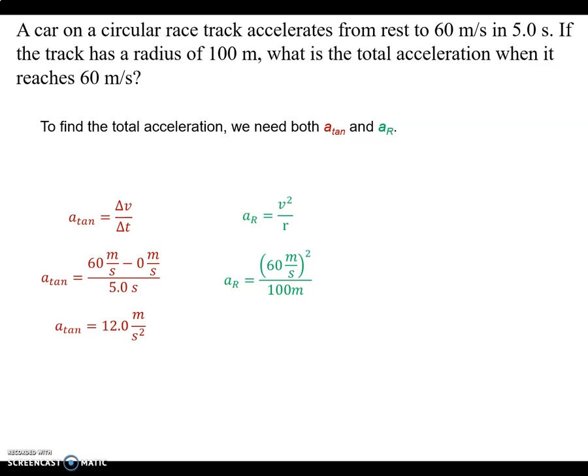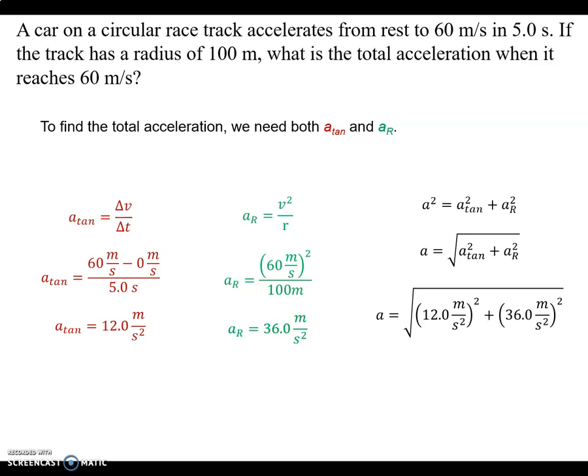Since we're calculating it when we reach 60 meters per second, that's my velocity. Square that, and then divide it by the radius of the track, which is 100 meters. So 60 squared divided by 100 gives you a centripetal acceleration of 36 meters per second squared. Okay, so we have tangential and radial accelerations. Now we use the Pythagorean theorem to find the total acceleration. Tangential acceleration is 12, radial acceleration is 36. Square both of those, add them together, then take a square root, and you get a total acceleration of 37.95 meters per second squared.